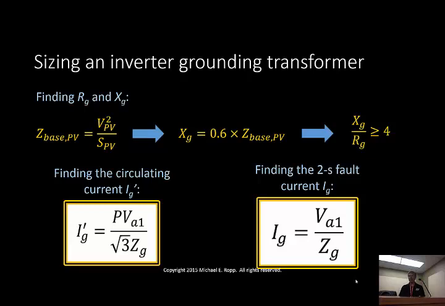Once I know what that is, what is the zero sequence voltage associated with that percent imbalance? That zero sequence voltage then is applied to the grounding transformer impedance, and that's where I'm going to get my continuous circulating current. So that's what we've got here, and you'll see that when you run the math, what you're going to get is P times VA1 divided by 2 times the square root of 3 times the grounding transformer impedance. And you notice the 2 is gone.